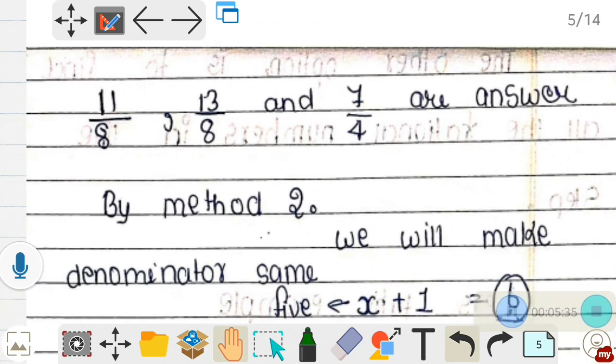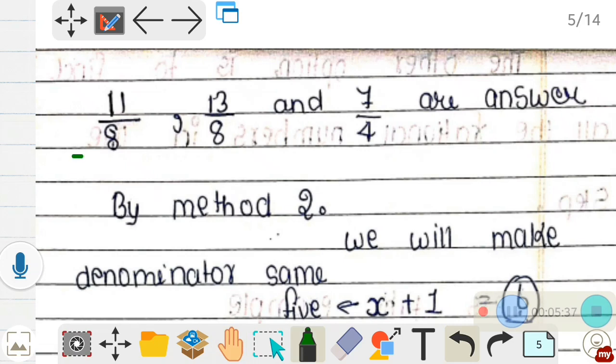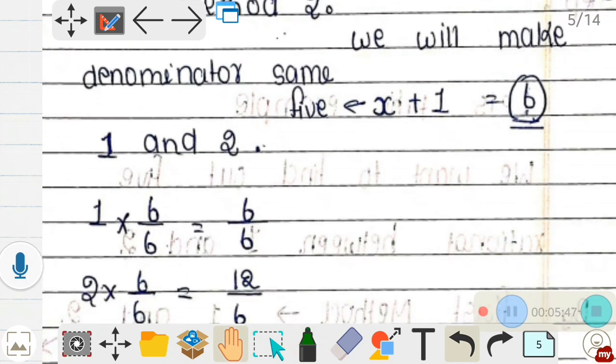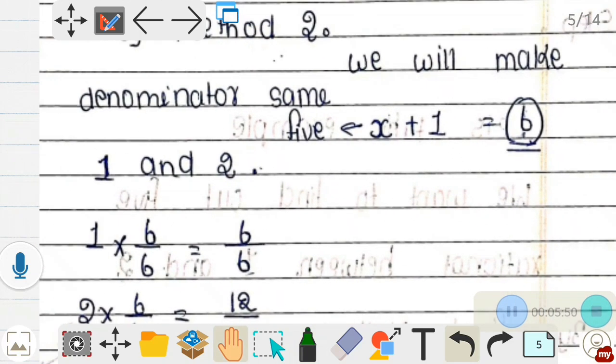So this is our second method, which is also an interesting method, and we will use it for finding three other numbers. We will find three other numbers as 11 by 8, 13 by 8, and 7 by 4 by doing the same method as we discussed.